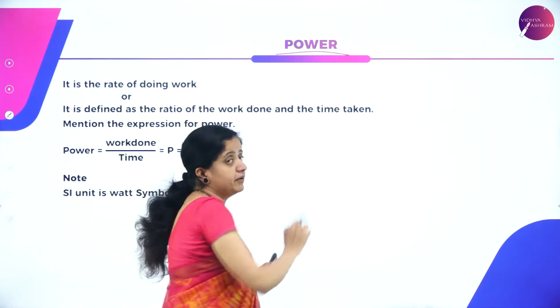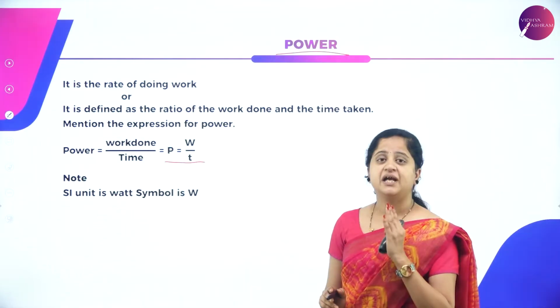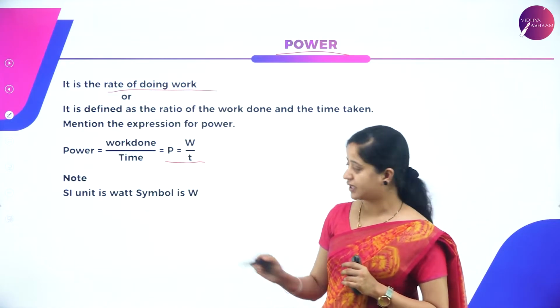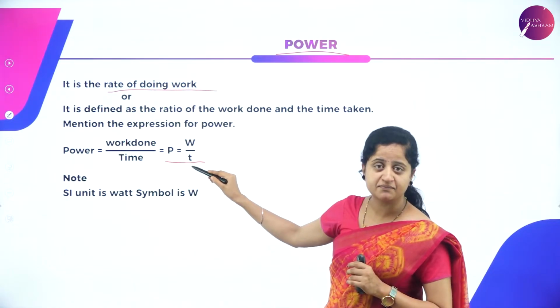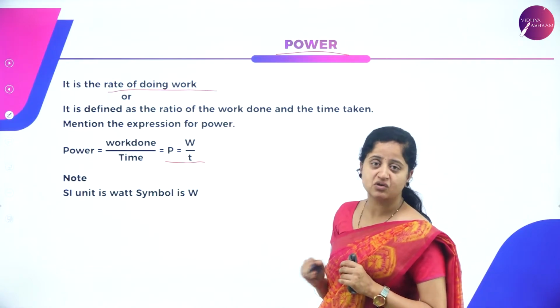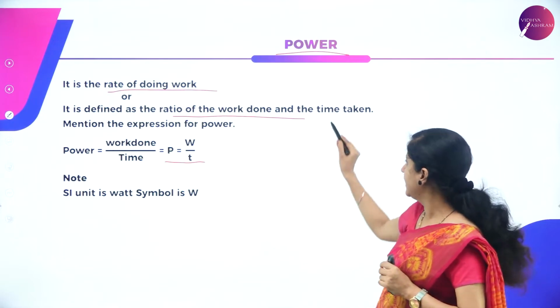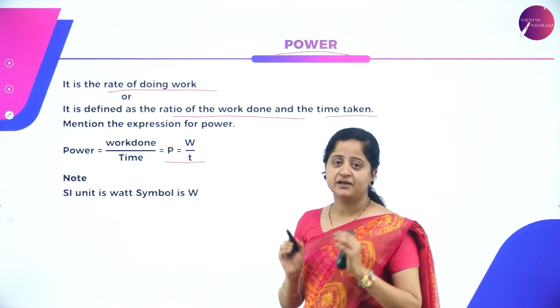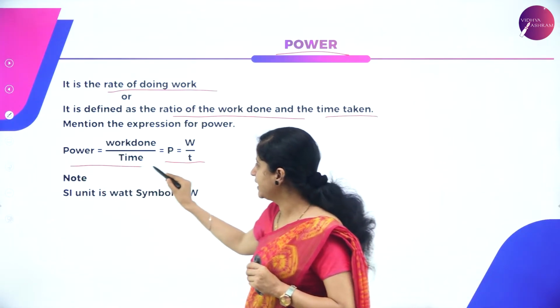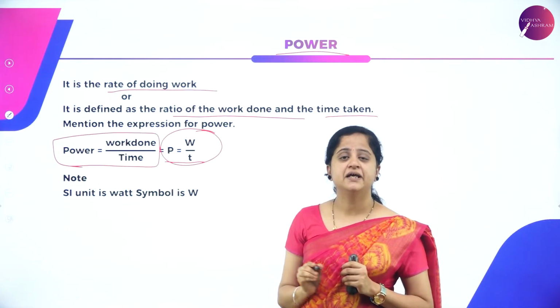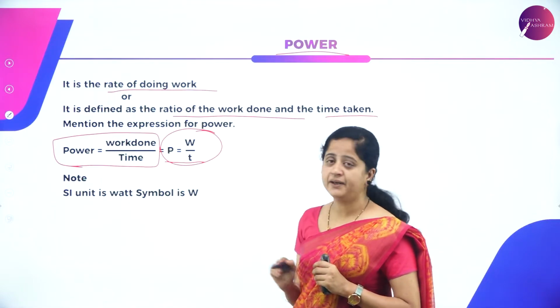So what is power? How to define this power? We can define this in different ways. It is nothing but the rate of doing work. Rate is nothing but a time concept. So the rate of doing work is also power, or it is also defined as the ratio of work done and the time taken. So the expression for power is given by work done divided by time taken, or it can be written simply as P is equal to W divided by T.